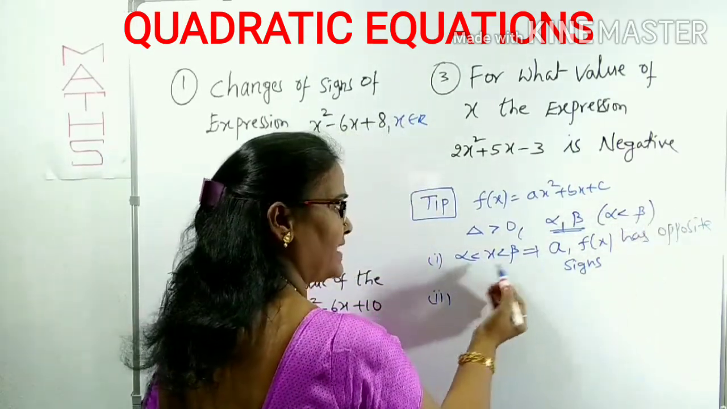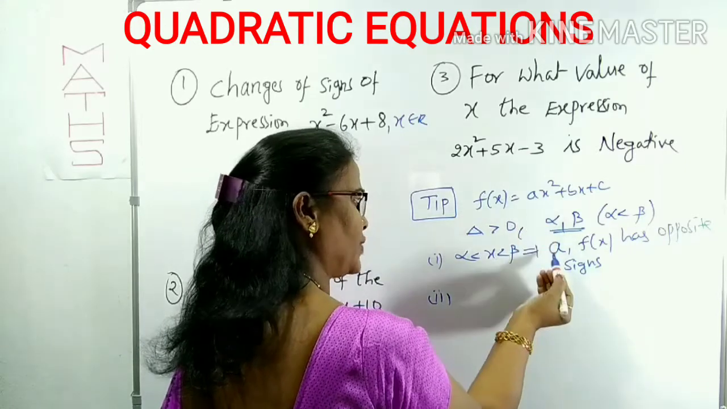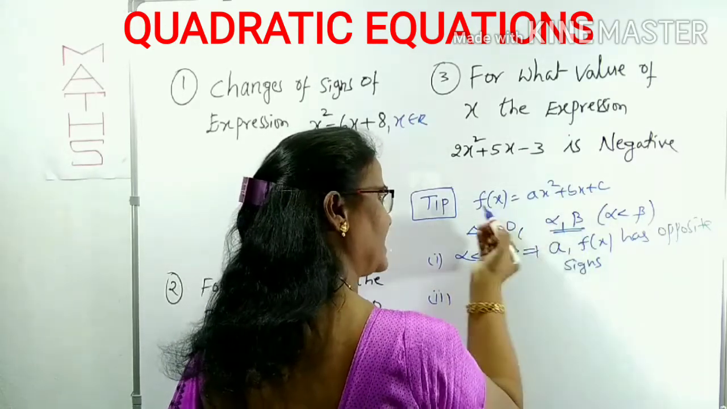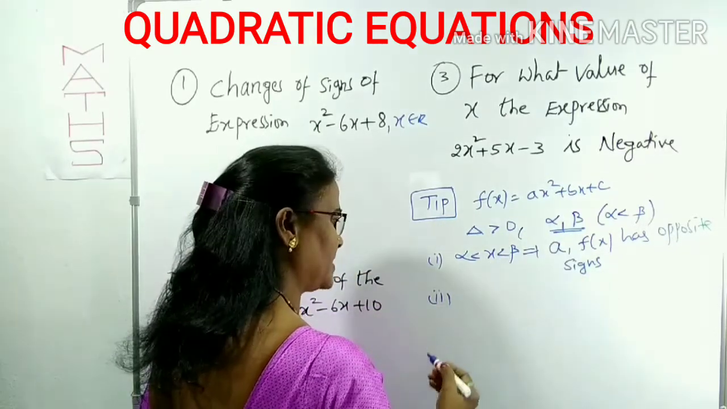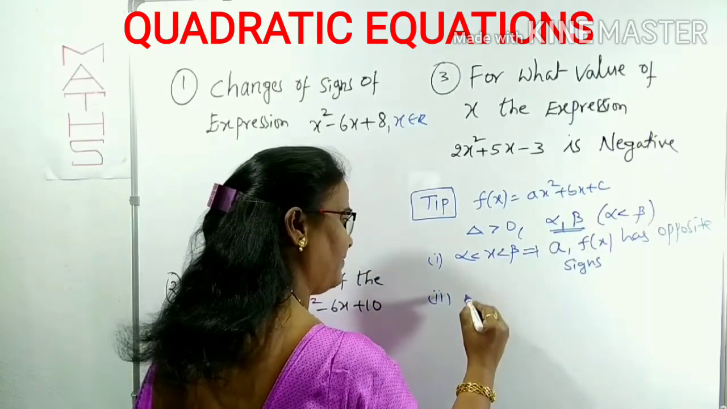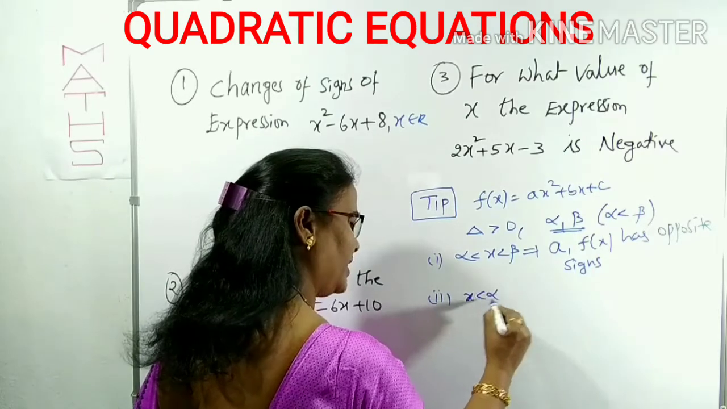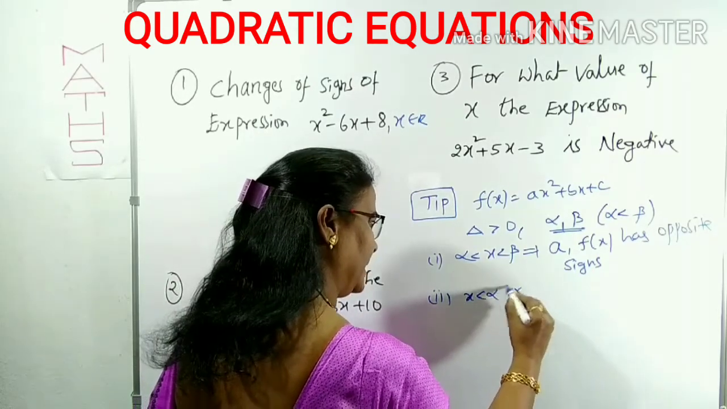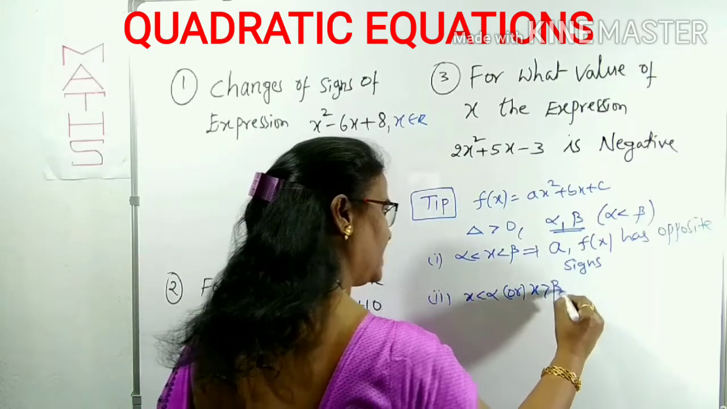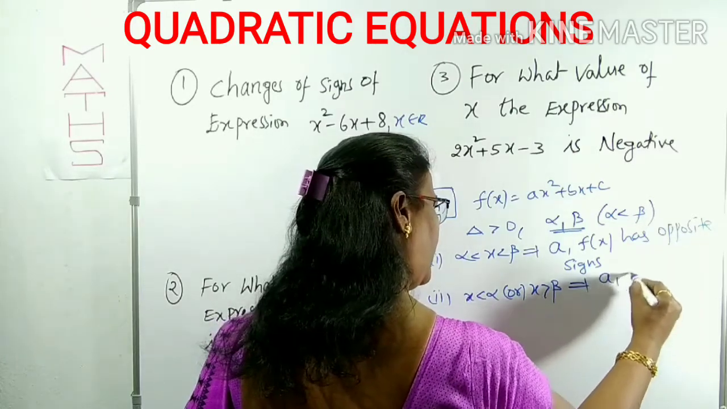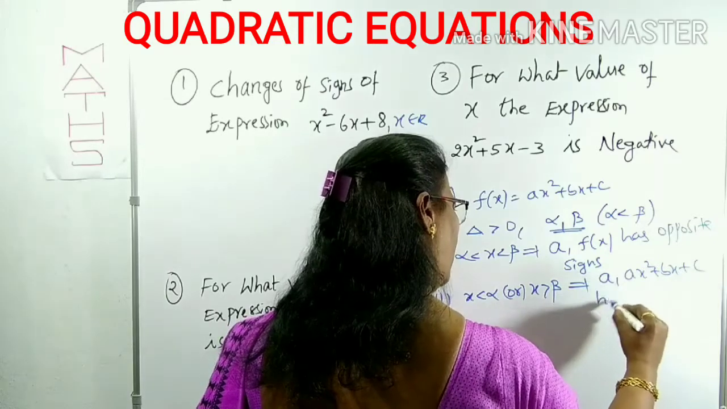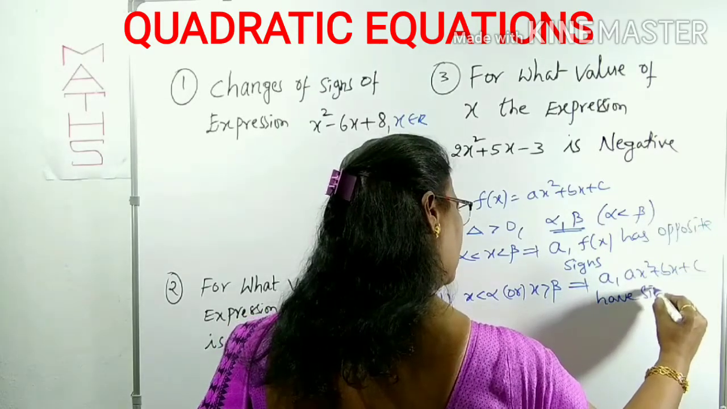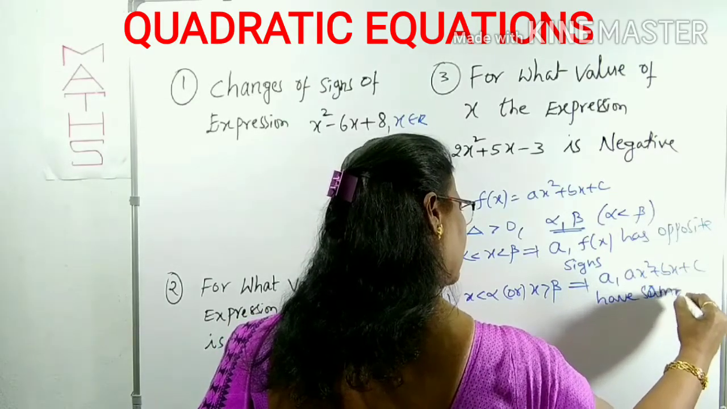Then for what value of x does a, the coefficient of x square, and the expression f(x) have opposite signs? When x lies between these two roots. Otherwise, if x is less than alpha or x is greater than beta, then a and ax squared plus bx plus c have the same signs, right? Have the same signs.